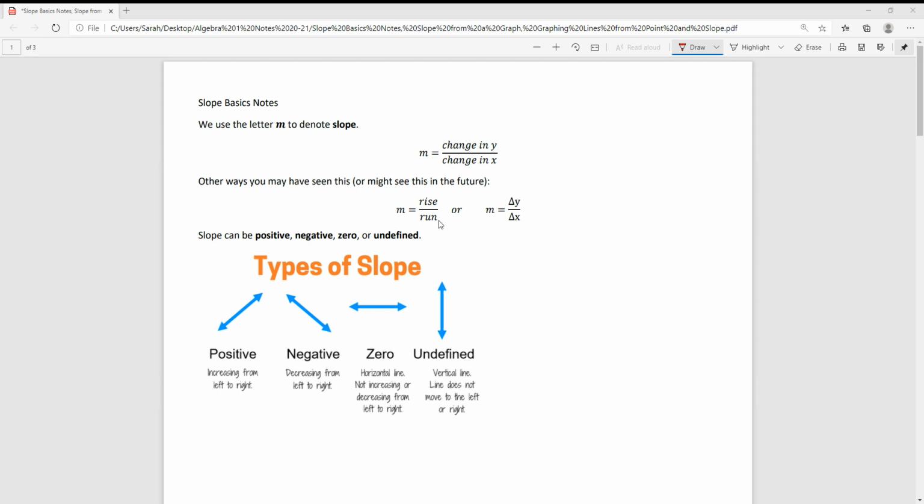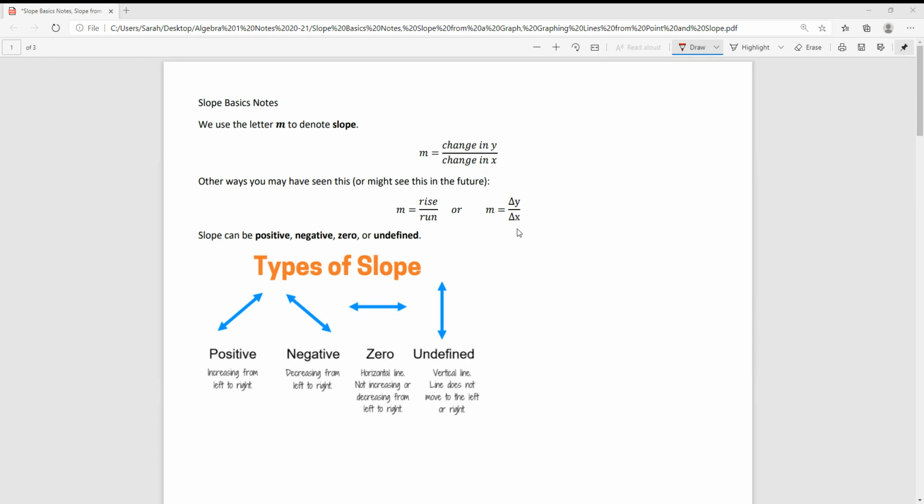You might have seen or heard of this before as rise over run, or you might have seen change in y over change in x written this way with those triangles. Those triangles are actually the Greek letter delta. So triangle y means change in y, triangle x means change in x.